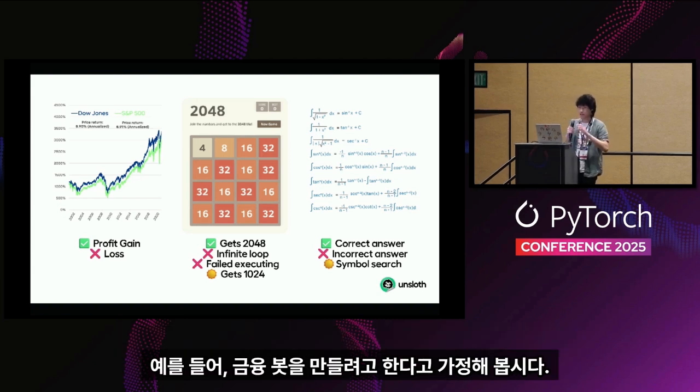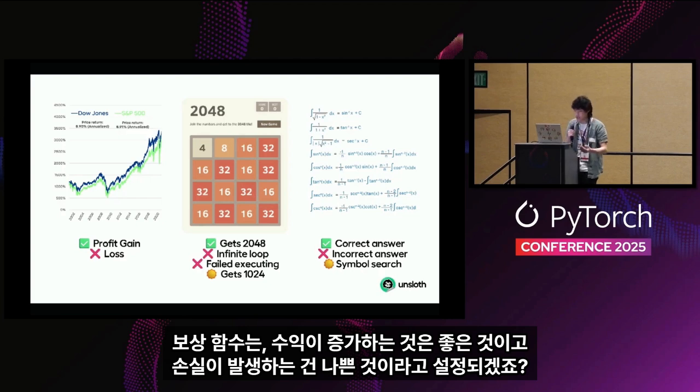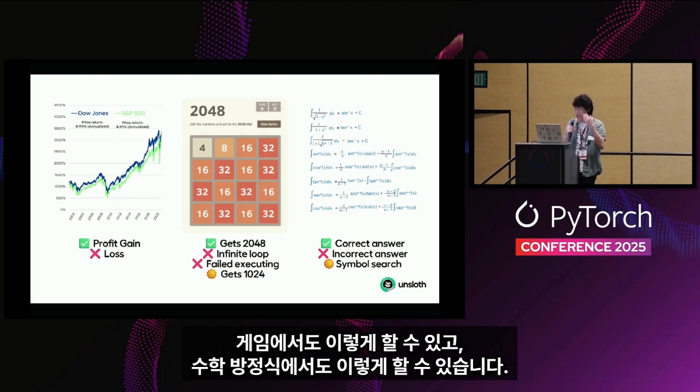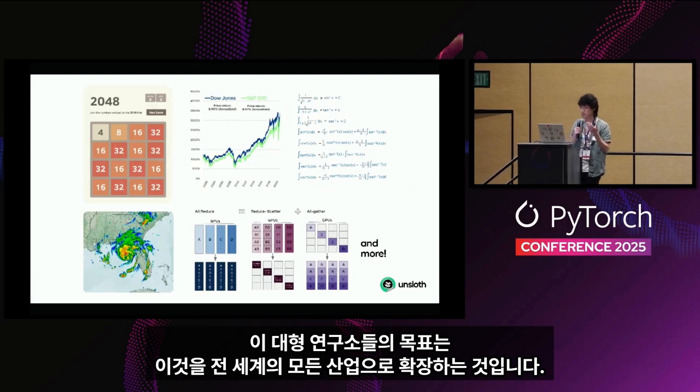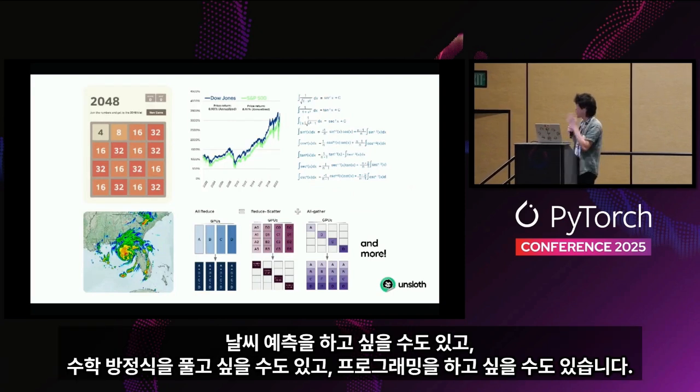For example, pretend you're trying to make a financial bot. The reward function is, increase profit is good, decrease loss is bad, right? And with games, you can also do this. Mathematical equations, you can also do this. So these are special reward functions for these specific industries. And the goal of these large labs is to expand this to all industries in the whole world, right? You want to do weather prediction, you want to do mathematical equations, you want to do programming.